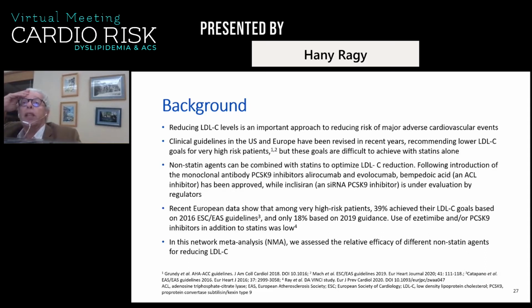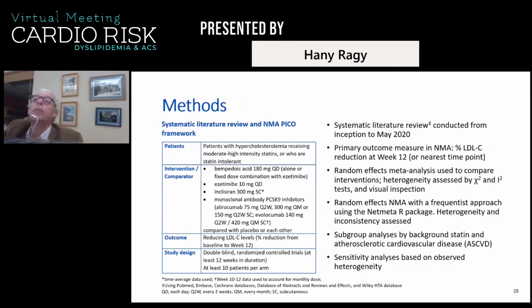Recent European data has shown that among very high-risk patients, 39% achieved their LDL cholesterol goals based on the guidelines. And when the guidelines were changed, only 18% of high-risk patients achieved the targets. The use of ezetimibe and PCSK9 inhibitors was low. So in this network meta-analysis, NMA, the relative efficacy of different non-statin agents for reducing LDL cholesterol was assessed, looking at LDL reduction at week 12, or the nearest time point.